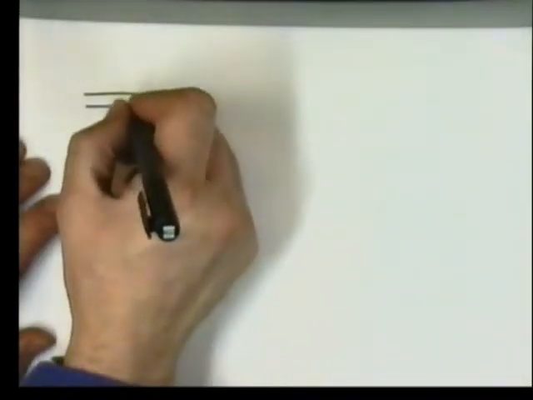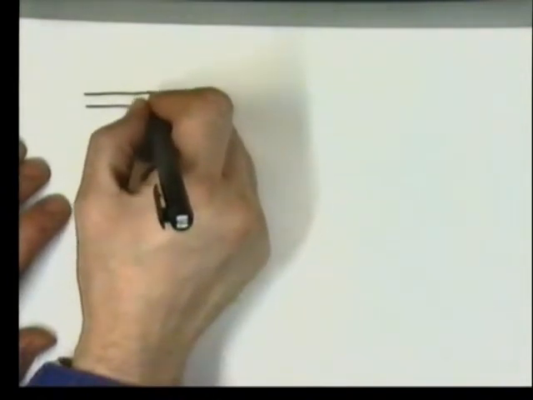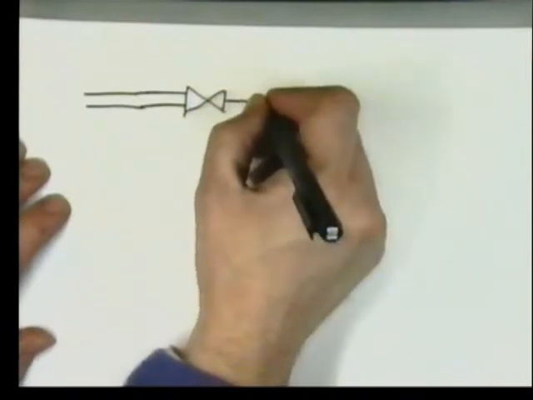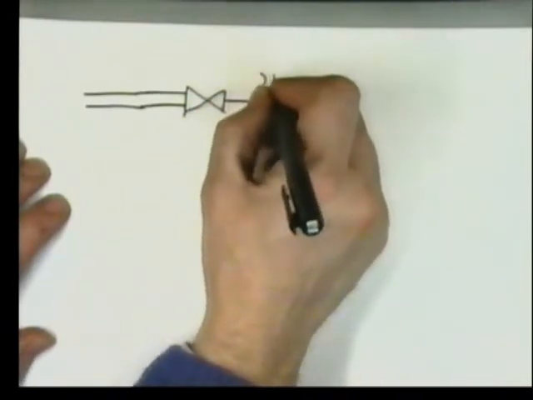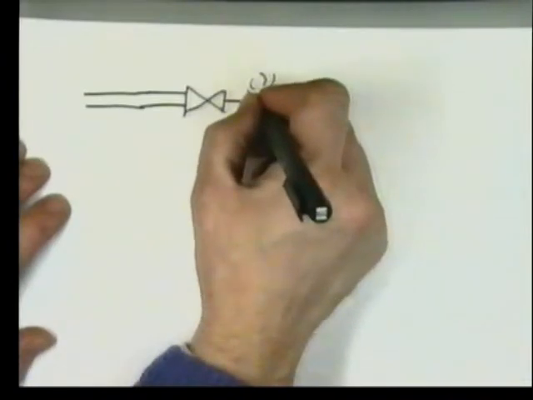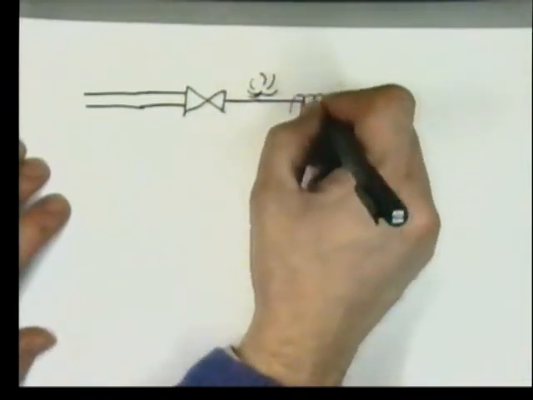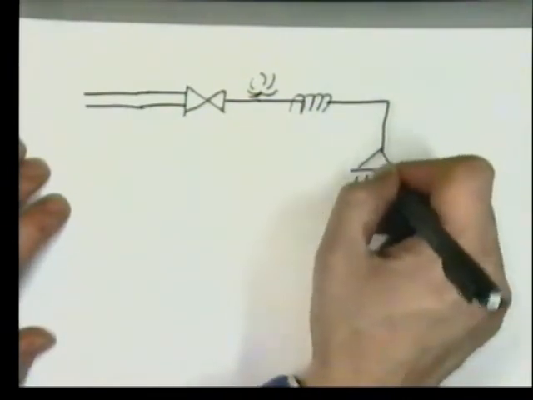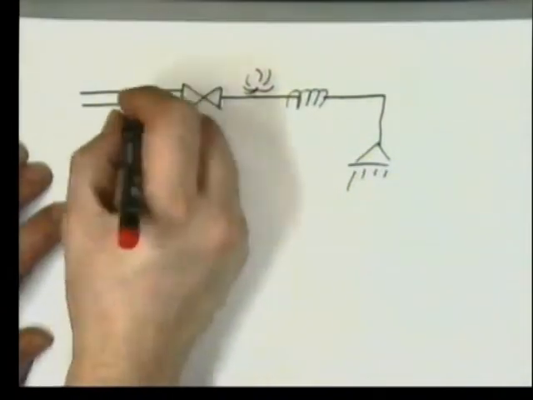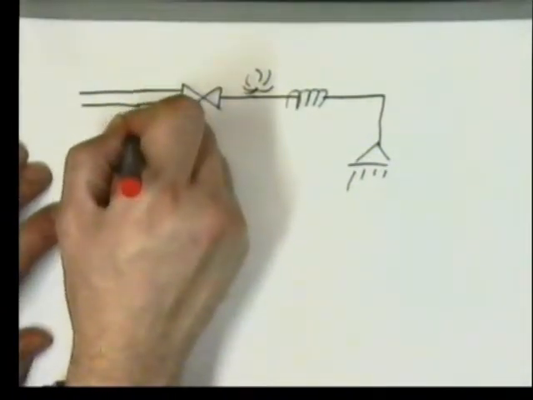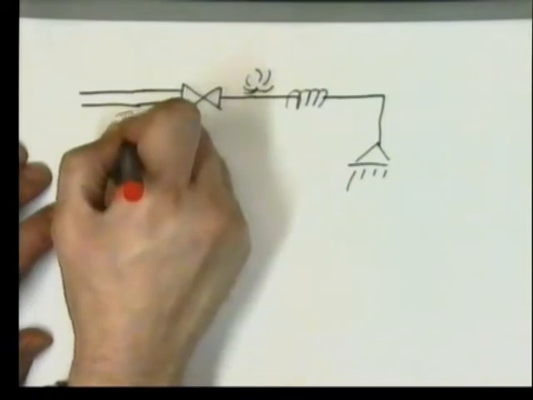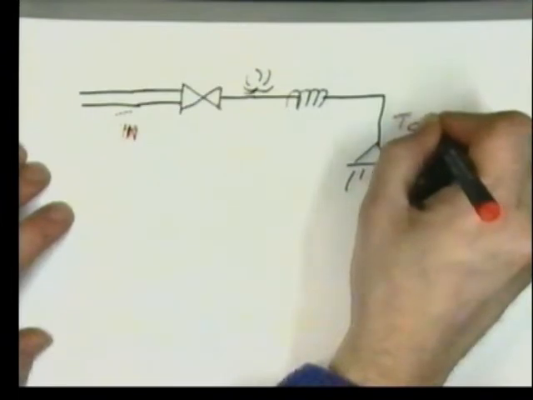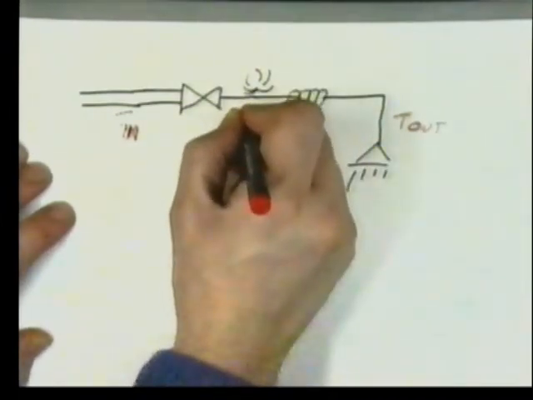We have an inlet pipe. We have a valve. We have a flow meter that measures the flow rate. Finally, it goes into our heating element, and then it goes to the shower. What are we measuring? We measure the input temperature. We measure the output temperature. We measure the flow rate.